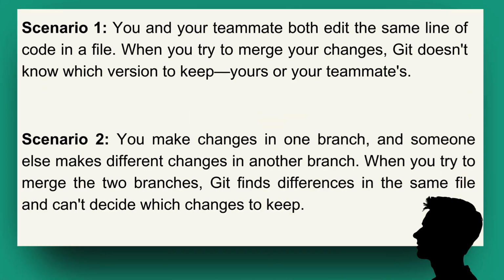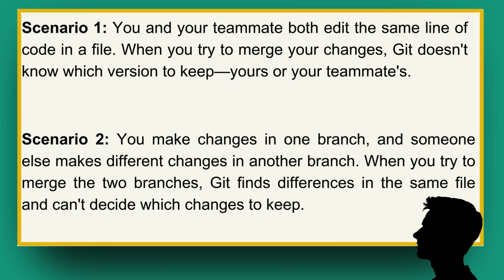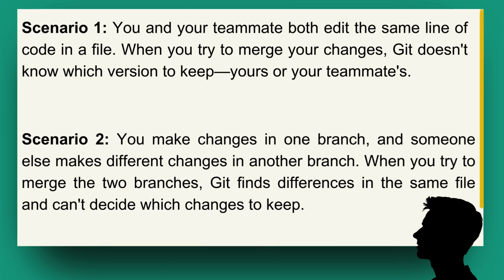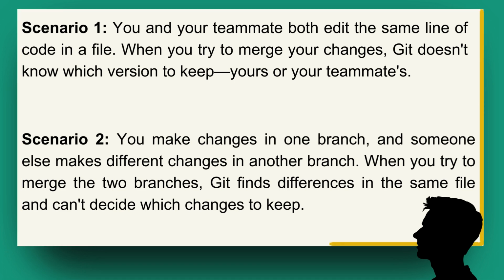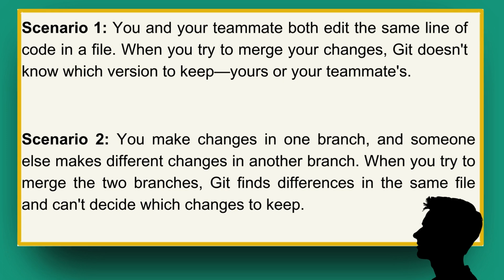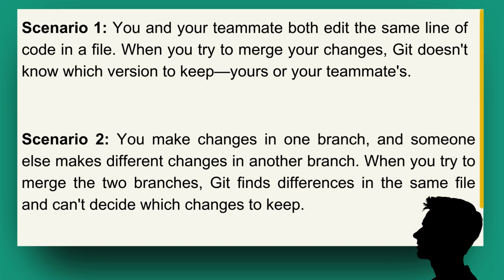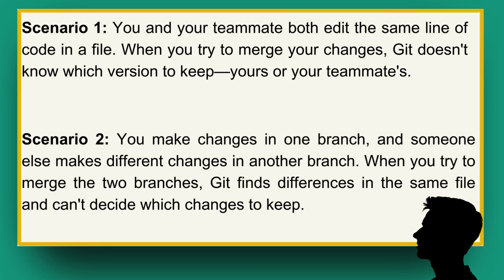Now let us understand this with two scenarios. You and your teammate both edit the same line of code in a file. When you try to merge your changes, Git doesn't know which version to keep, yours or your teammate's. So we'll see the second scenario. You make changes in one branch and someone else makes different changes in another branch. When you try to merge the two branches, Git finds differences in the same file and can't decide which changes to keep.